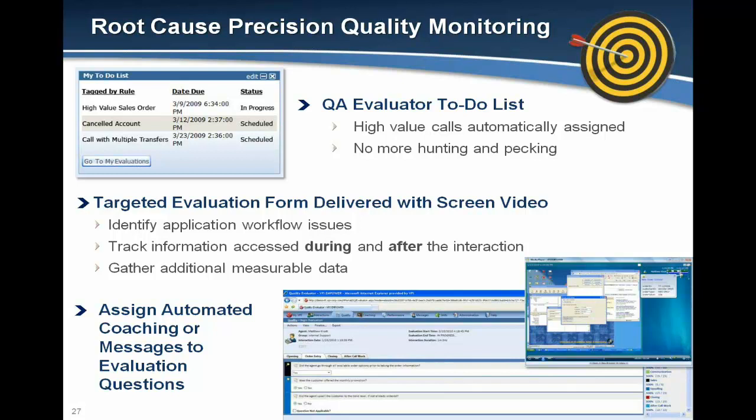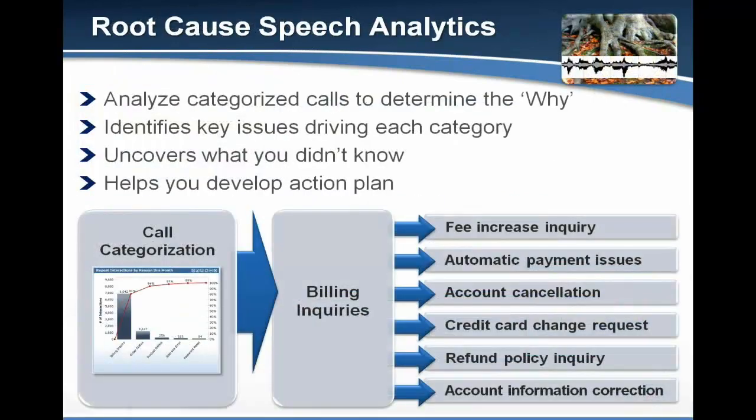And probably one of the most powerful things, and really this drive towards making analytics actionable, has to do with assigning automated coaching and messaging to the questions in the QA form. So if they get a no on the answer, or if they fall below, let's say, 6 out of 10, they'll automatically get a coaching assignment or an alert or messaging.